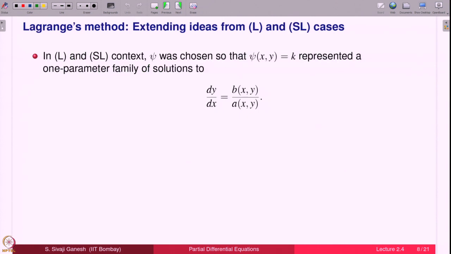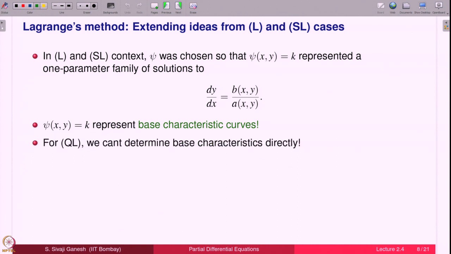In L and SL, psi was chosen such that psi equal to k represented a one parameter family of solutions to dy by dx equal to b by a. This is what we did, right? Now, in the quasi-linear case, b of xyz, a of xyz will come. So, necessarily we have to bring in some equation for z, we will come to that. So, psi of xy equal to k represent base characteristic curves. Okay, this is the equation for base characteristic curves after eliminating the parameter t. Therefore, for quasi-linear equations, we cannot determine base characteristics directly, that we know, because of the presence of z in both a and b.